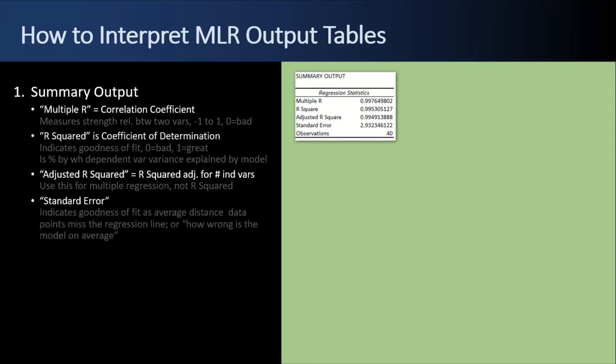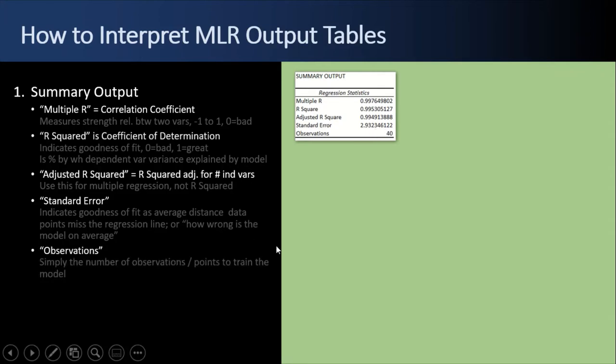And the standard error, the fourth row here, indicates the goodness of fit as an average distance that the data points miss the regression line, or how wrong is the model on average. So the predicted Y value, how far off is the actual value from the predicted value? I don't really use that, but if it's way off, then you know, ooh, not good. And then observations, there's 40 observations. I don't really use that either. Really, in the summary chart, the value I use the most is the adjusted R squared.